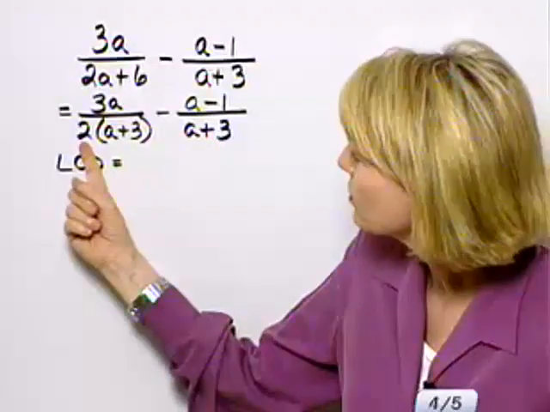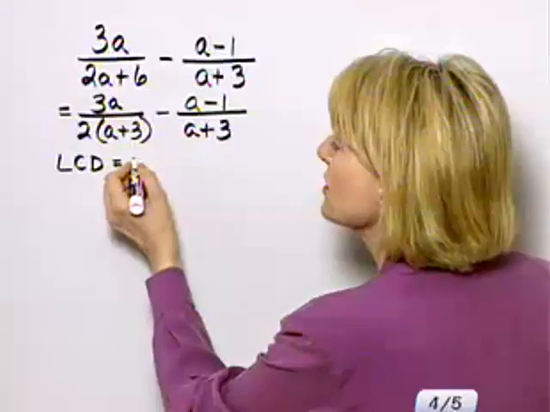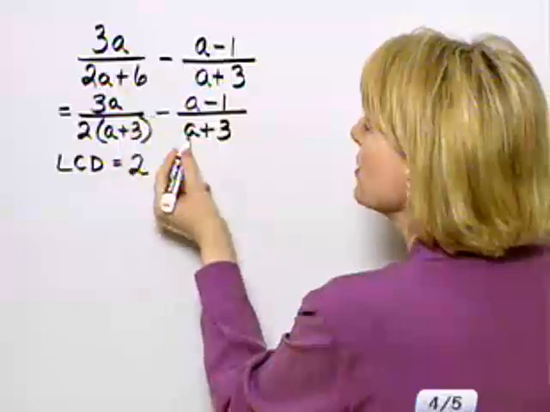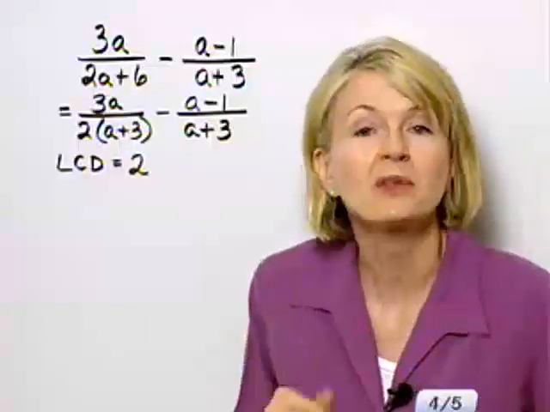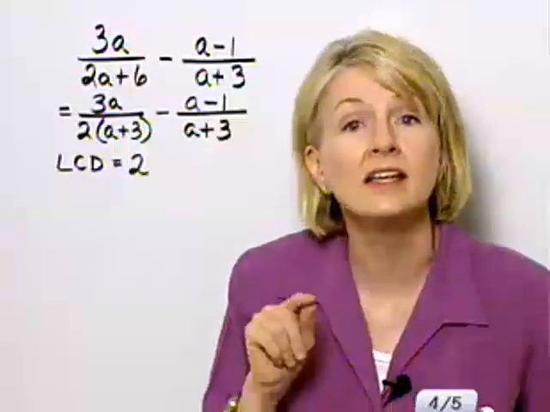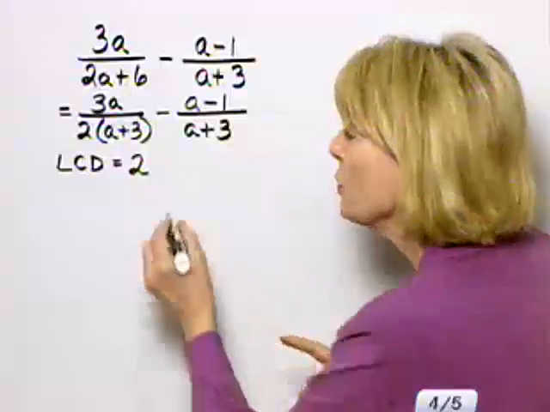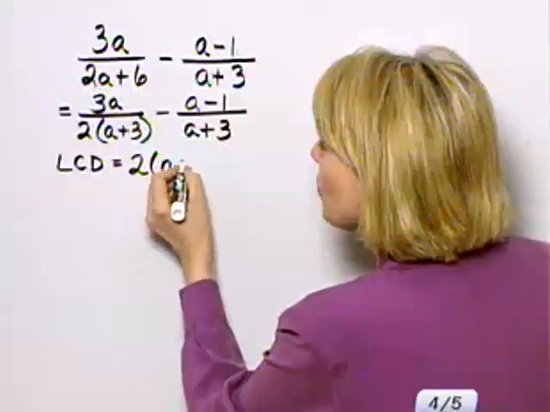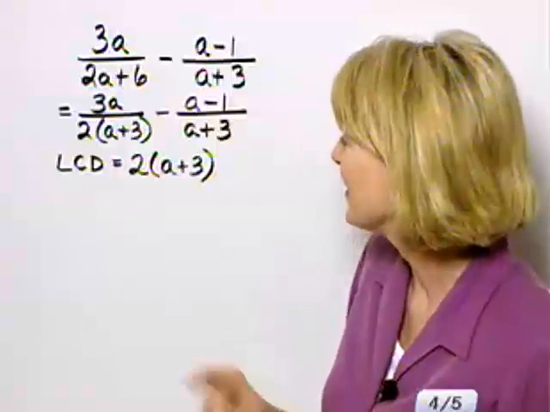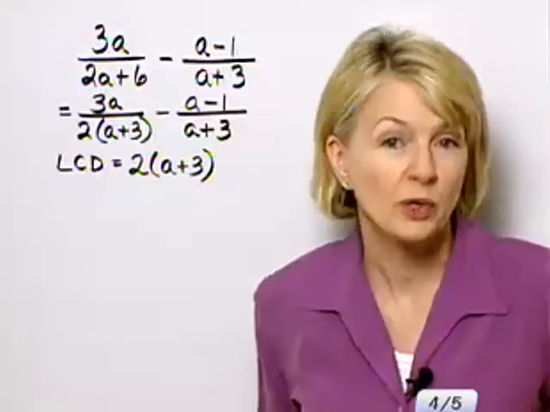There's a unique factor of 2 here, not 1 there, so the most number of times it appears is once. And then there's that factor a plus 3 here and here. But remember, the most number of times that it occurs in any one factored denominator is once. So we only need it once in our LCD. So there is our least common denominator. Now what do we do next?